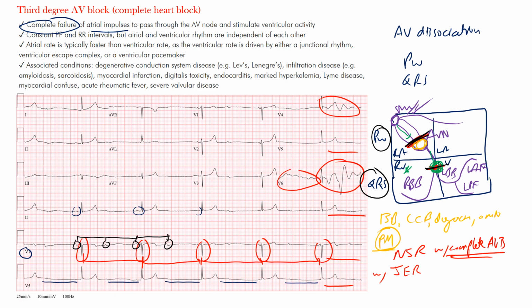This is the endpoint of all AV blocks. Okay, we talked about first degree, second degree, Mobitz 1 and 2. This is the end of it, third degree or complete heart block. Okay, a number of different causes, and remember, clinically these patients are at high risk of hemodynamic compromise. Okay, and oftentimes need a permanent pacemaker unless it's a reversible condition.